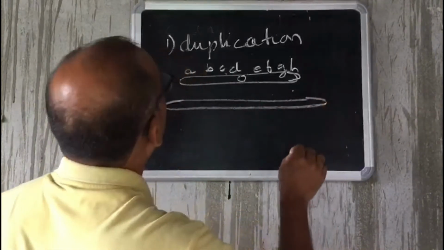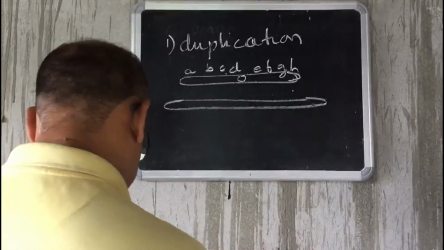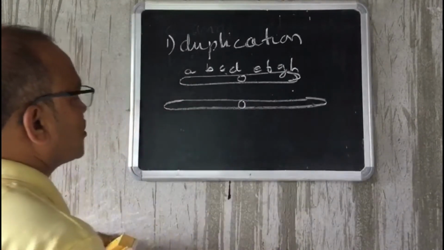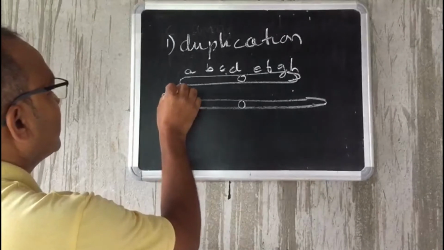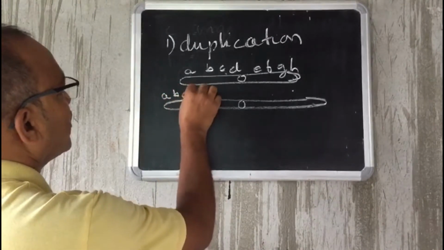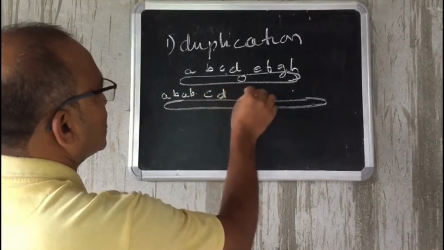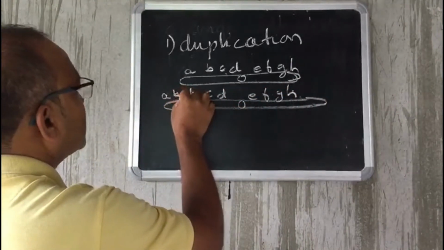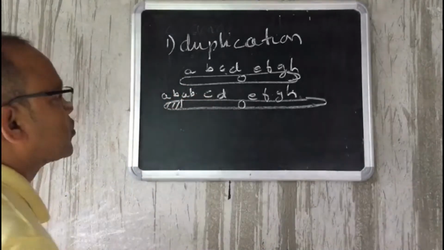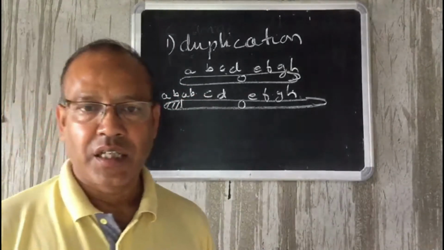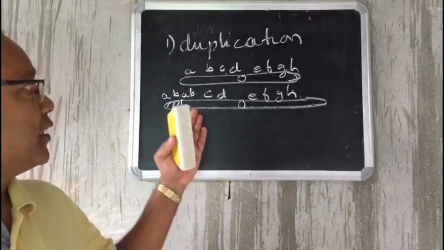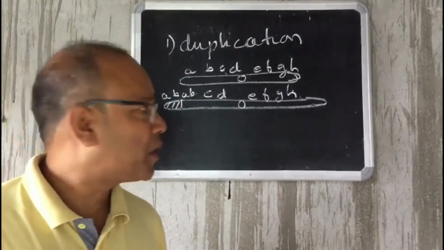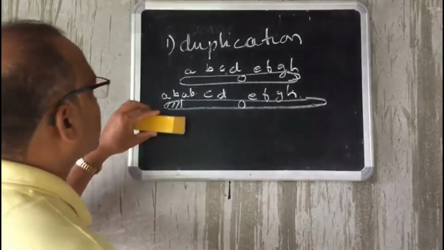Obviously it will be slightly longer. This is the centromere again. We'll have A, B, A, B, C, D, E, F, G, H. So what you see here is this particular part of the chromosome is duplicated. That means there is an extra copy of AB present. This is called duplication.